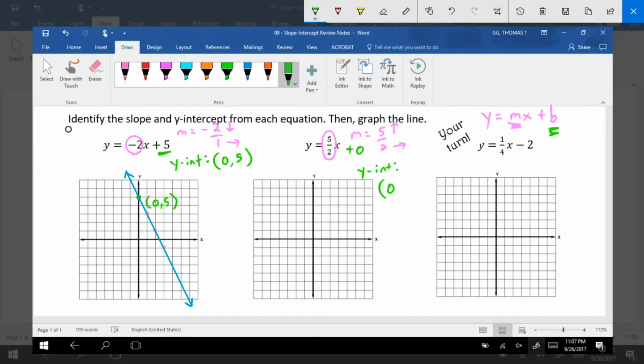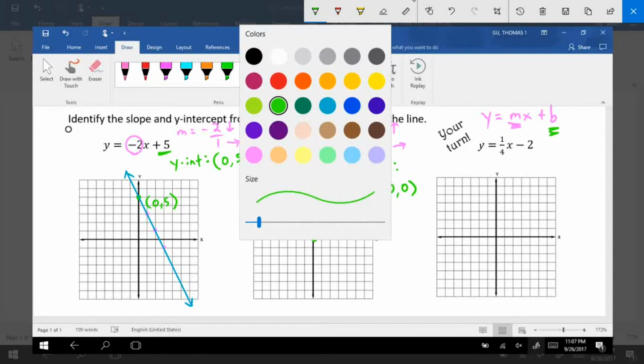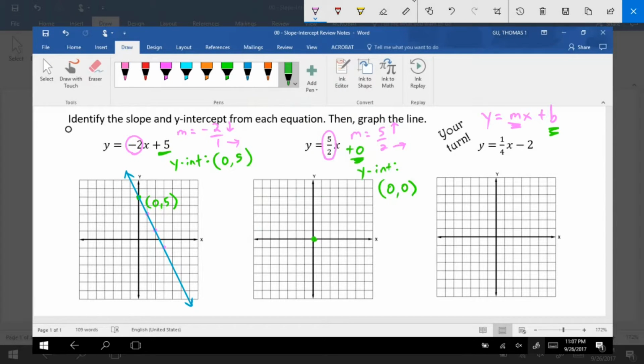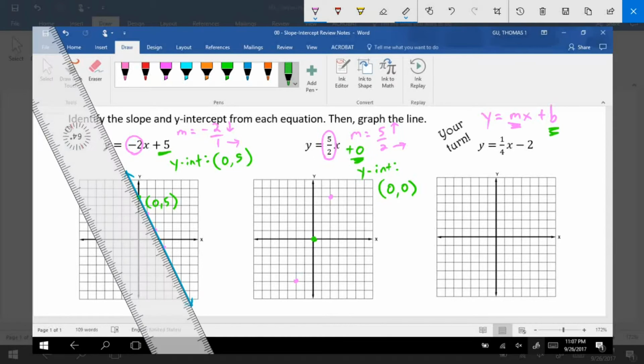Remember, the first number is always 0, and then what do we have? +0. So it's going to be 0, 0, which is right at, what's this point called right here? It's called the origin. Exactly. Okay, so now from our origin, that's our y-intercept, we're going to move up 5 and over 2. So 1, 2, 3, 4, 5 over 2 right there. And we can just go in the opposite direction because we're going to fly off the page here. So let's just go down 5 from the origin. 1, 2, 3, 4, 5, left 2.